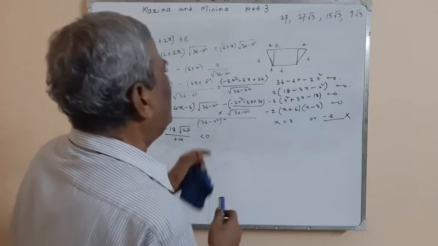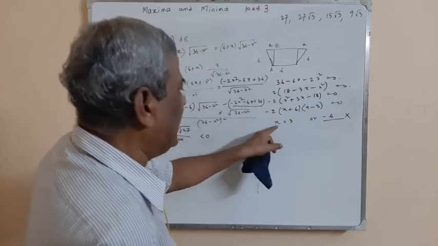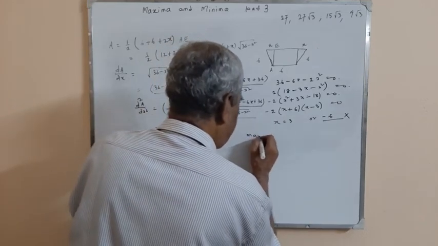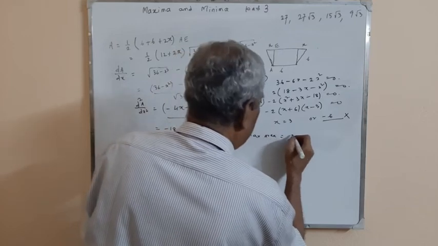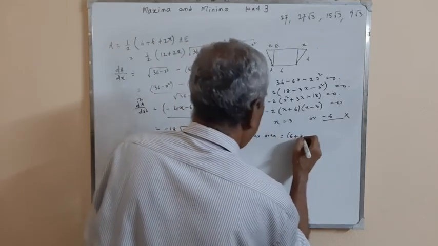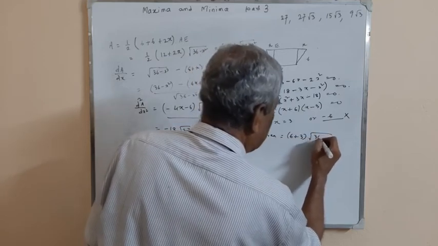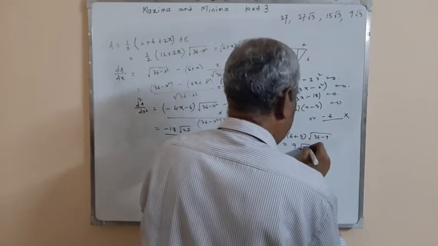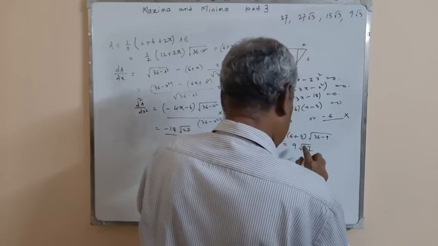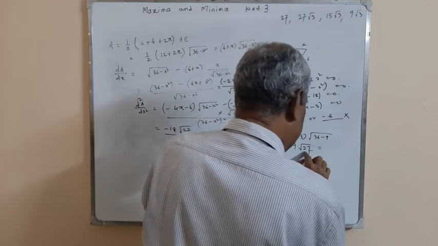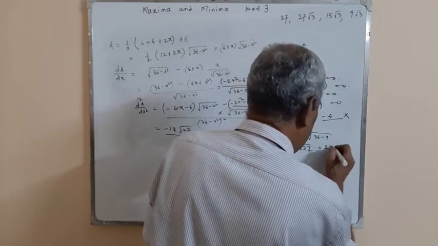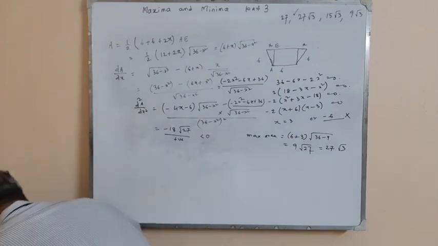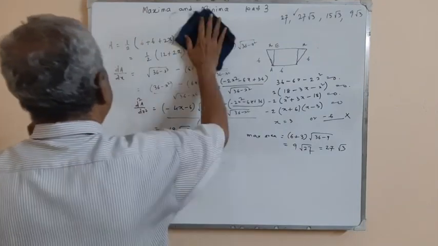And maximum area can be obtained by putting x is equal to 3 over this. That is, maximum area is equal to 6 plus 3 into root over of 36 minus 9, is equal to 9 into root over 27. 3 can be taken outside, so 27 into root 3. So this is the correct option. Next.